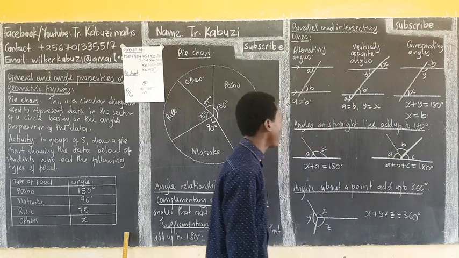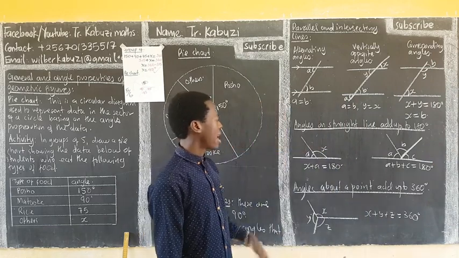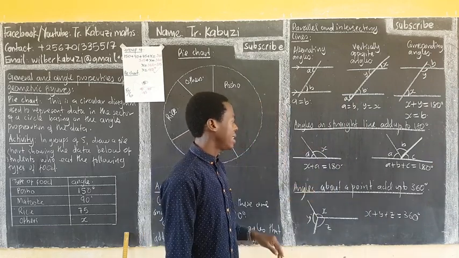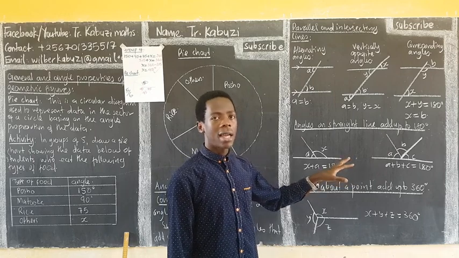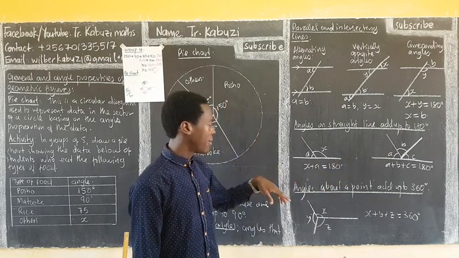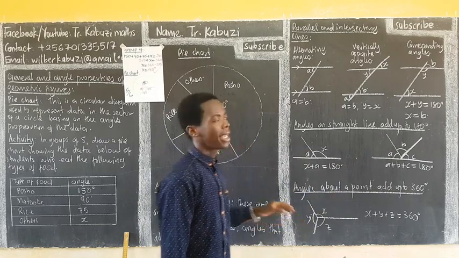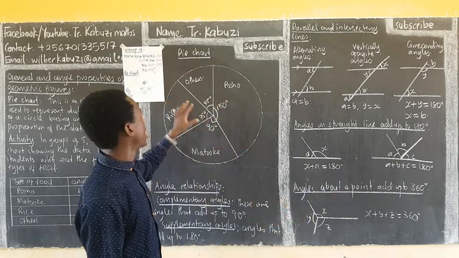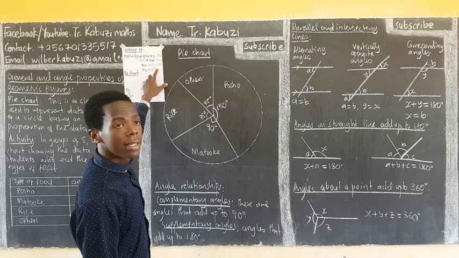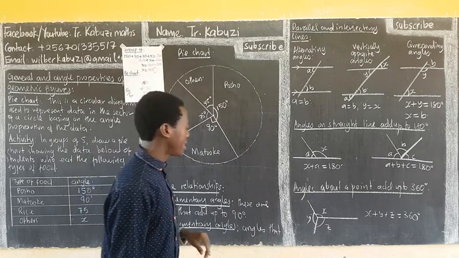Then you also go to angles in a straight line. We start seeing that angles in a straight line add up to 180. However much they are, they should be adding up to 180 degrees. Then angles about a point add up to 360. That's the idea we are using. That's why these people had to do this. Okay? Yeah, so that's it.